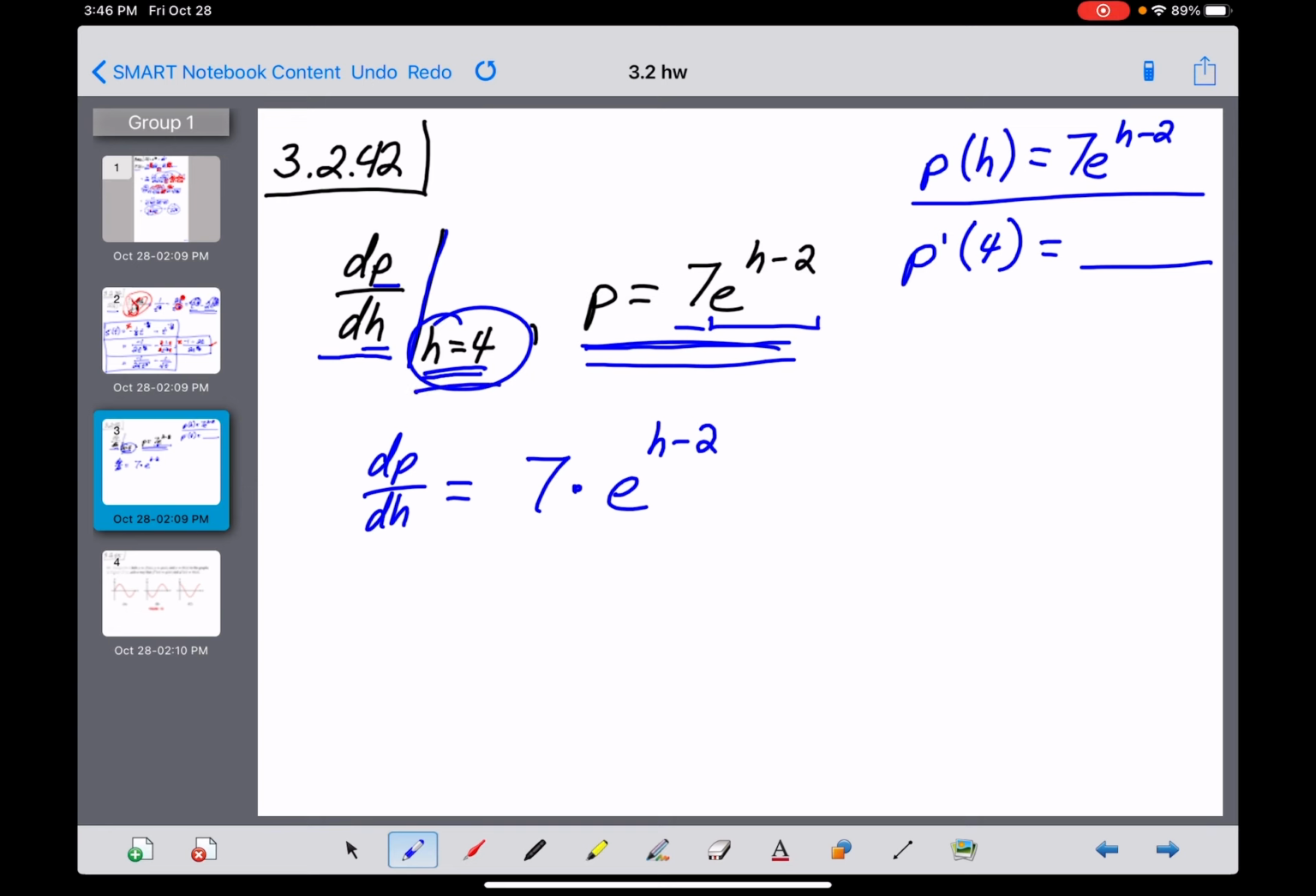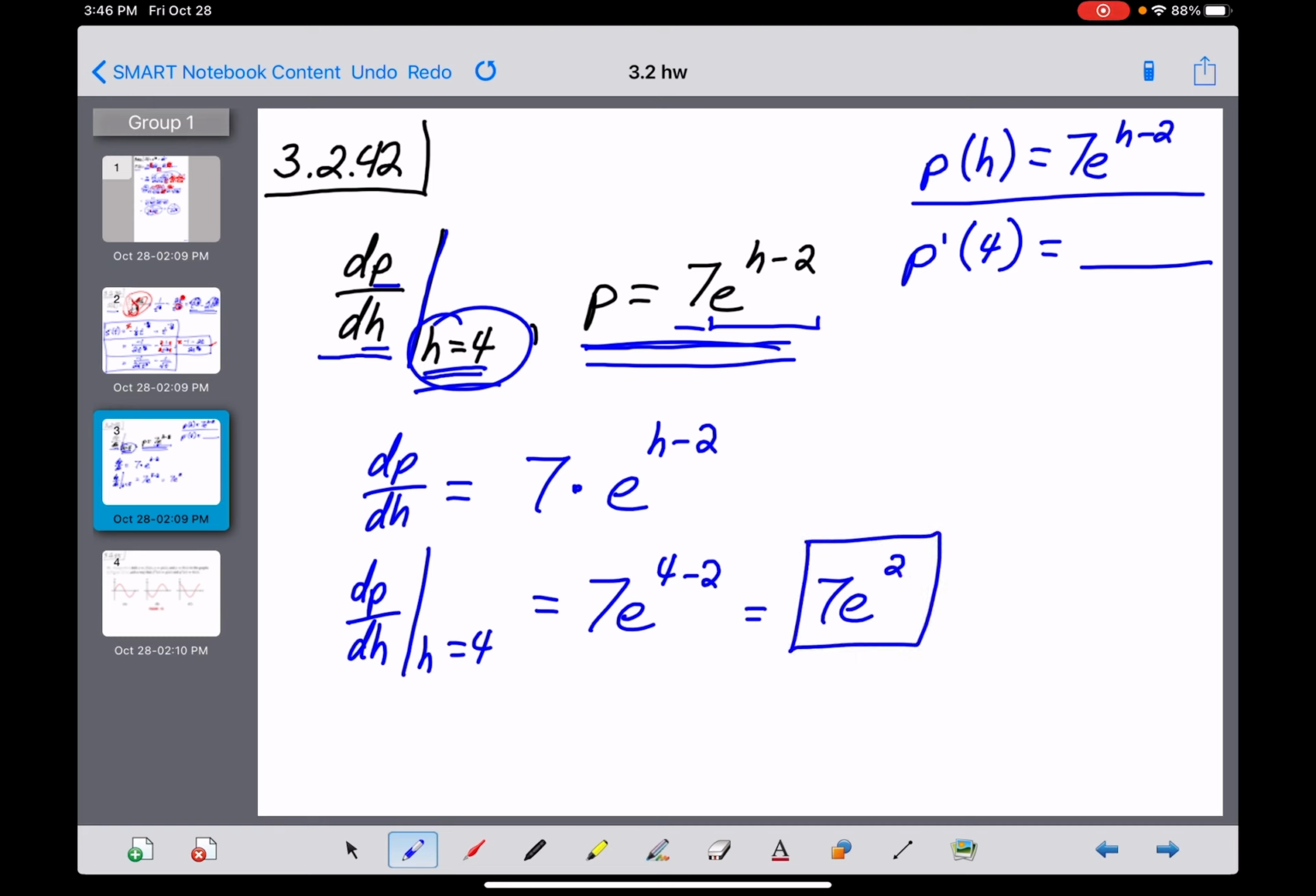And now we're going to evaluate that at 4. So I would write the derivative of p taken with respect to h, evaluated at the value h equals 4, would be 7 times e to the 4 minus 2 power. There's not much we can do with that, but it's going to be 7e squared, and that, everybody, is our answer. Our answer is purely numerical because they asked us to take the derivative of this function, which had a variable in it, but then evaluate that derivative at the value h equals 4. So this line right here is our final answer, just 7e squared.